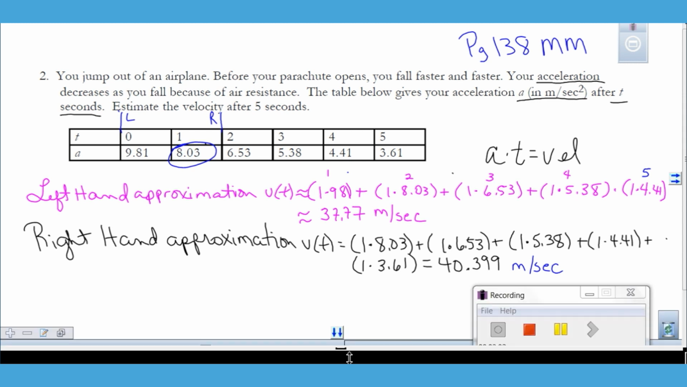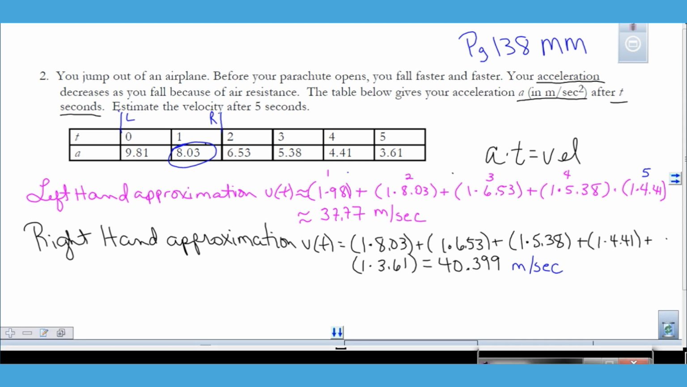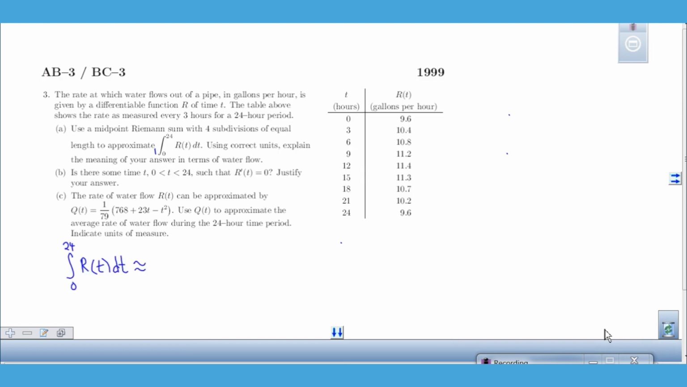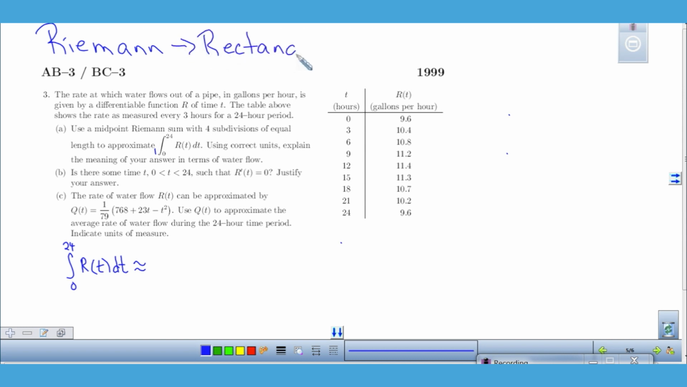All right, so let's look at a different kind of Riemann sum. A Riemann sum, I'm going to say this again, is finding areas using rectangles. We've already talked about 2 kinds where you use the height on the left or the height on the right. Well, this is an old AP problem from a long time ago, and we're going to read this and see what they ask us to do.